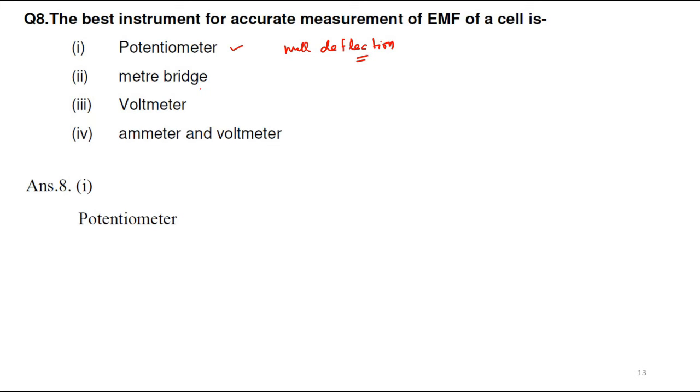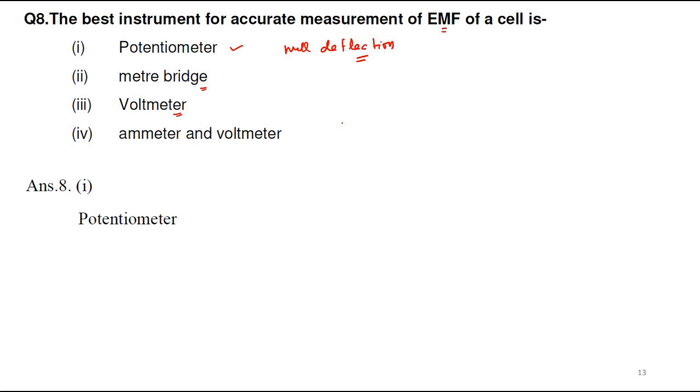Meter bridge, of course, we will use mainly for comparison of resistances or determination of resistance or specific resistance. Voltmeter we can use to measure potential difference. EMF is also a kind of potential difference only. But the problem with the voltmeter is it has its own resistance. So when you use a voltmeter in a circuit, its resistance gets added up, so it cannot give you the accurate measurement of the EMF of the cell.